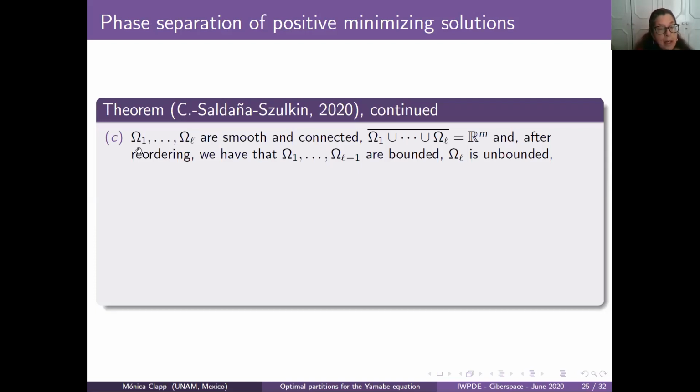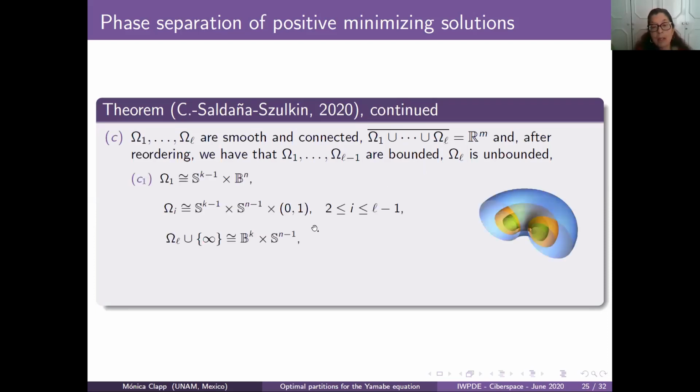So something that we have is that all of these omega are smooth, are connected, they exhaust the whole space, okay? And we know precisely how they look. So after reordering, the first member of the partition in the picture would be this green solid torus. The second one would be the domain between the yellow and the green torus. The next one would be the domain between the blue and the yellow torus. And the last one is unbounded, so that would be the exterior of the blue torus. Okay? So this is the decomposition.